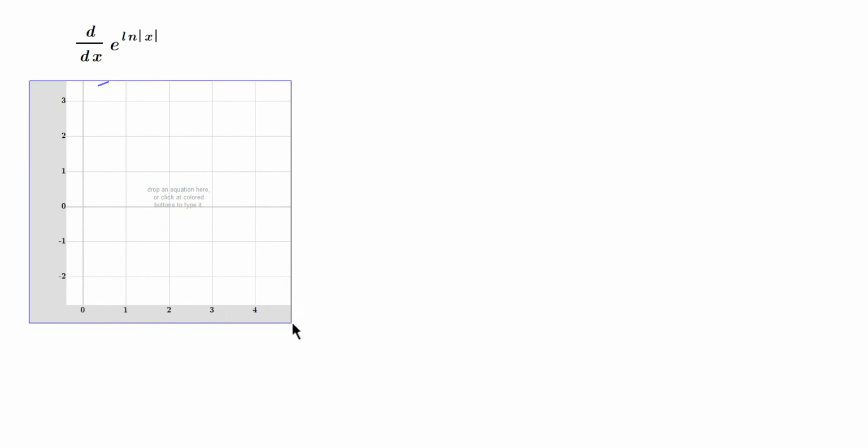Let's find the derivative with respect to x of e to the ln of the absolute value of x. Just remember on this channel, I usually post more advanced math videos. But how can we find this derivative? I like to reason visually.